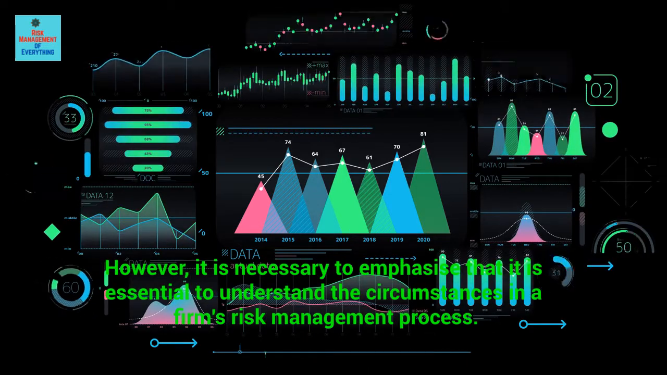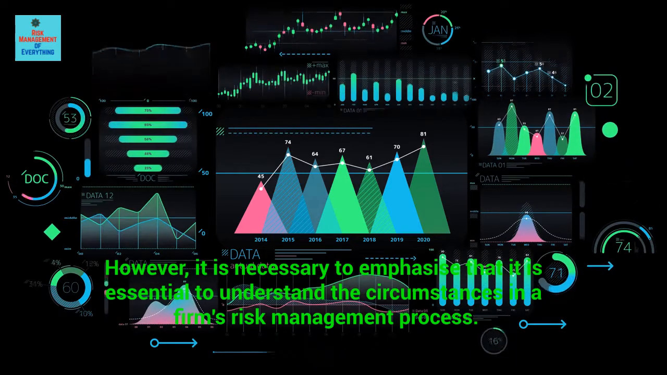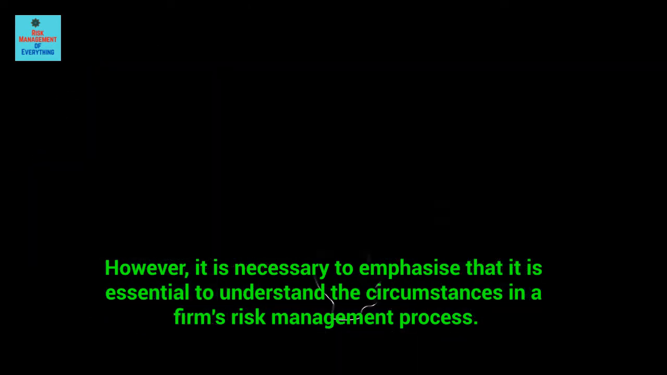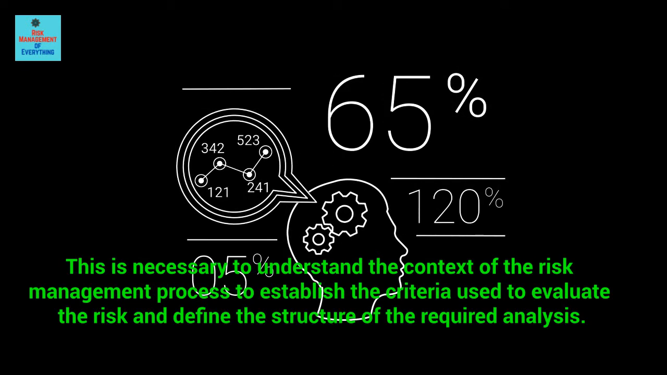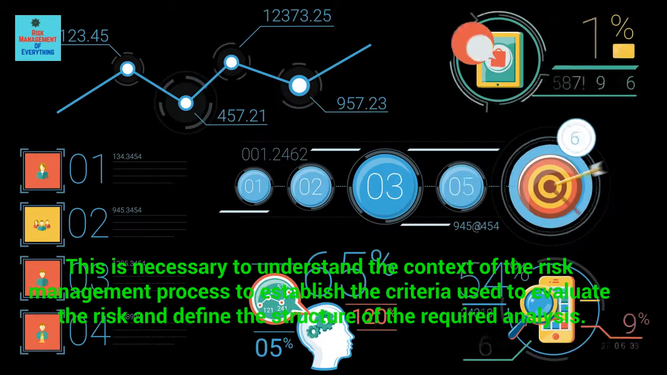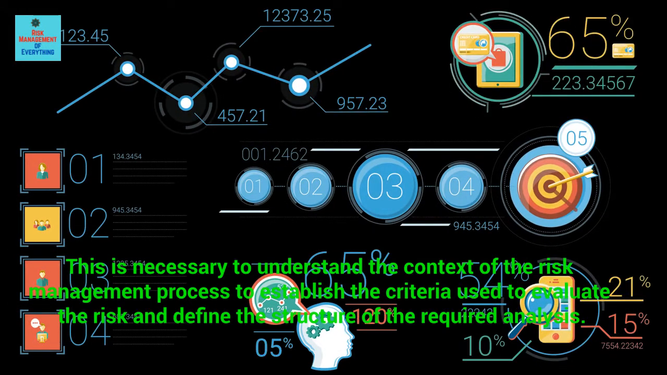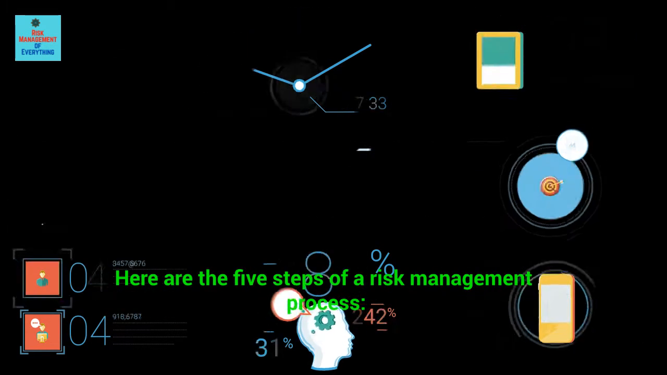However, it is necessary to emphasize that it is essential to understand the circumstances in a firm's risk management process. This is necessary to understand the context of the risk management process to establish the criteria used to evaluate the risk and define the structure of the required analysis. Here are the 5 steps of the risk management process.